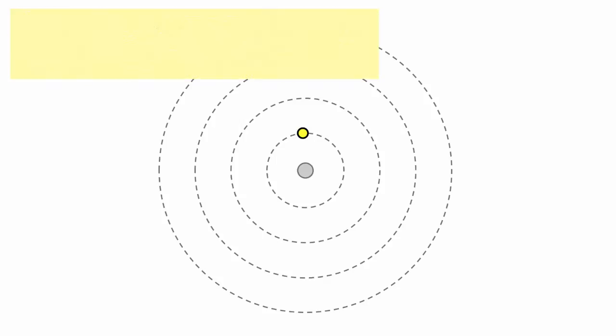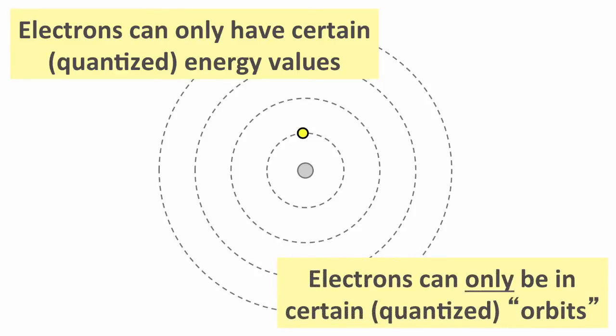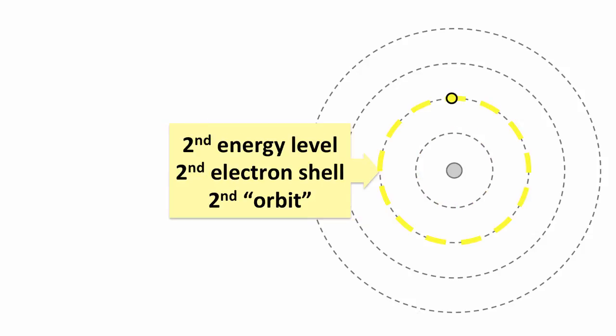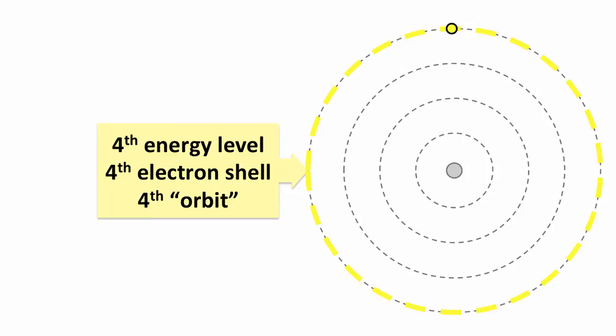that there were discrete, specific, what are now called quantized energy levels for electrons in atoms, that electrons can only have certain specific energies. And the electrons can only be in certain specific, what are called quantized orbits. And again, this is a bit of a simplification, but it's a decent enough starting point. So we can have a first energy level, and electrons can be in that level or shell or orbit. We can have a second energy level, which electrons can be in, or a third energy level or shell or orbit, or a fourth, and so on.